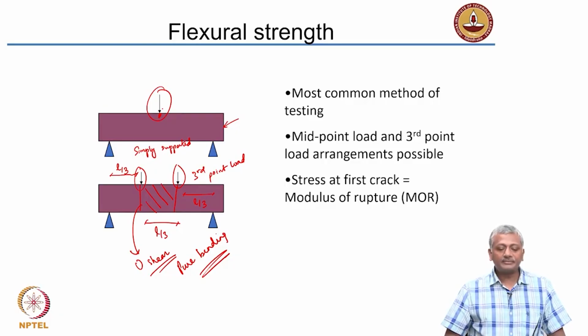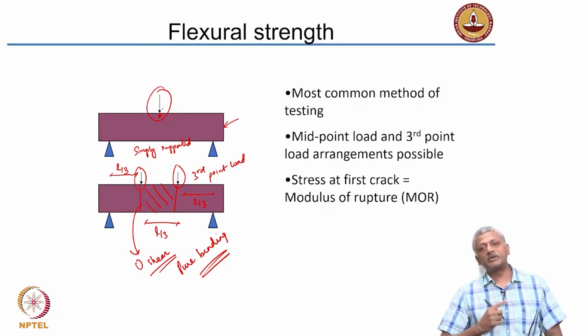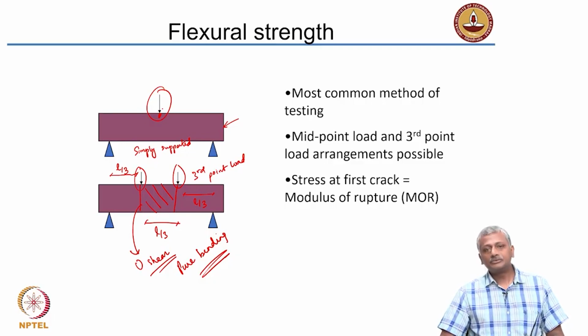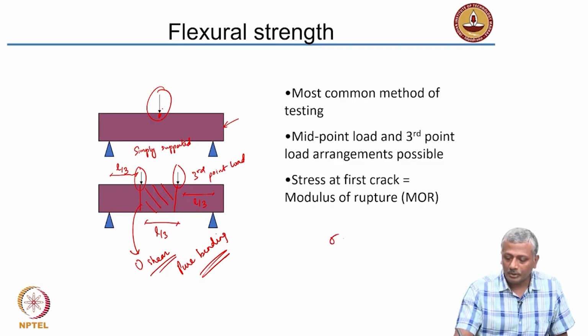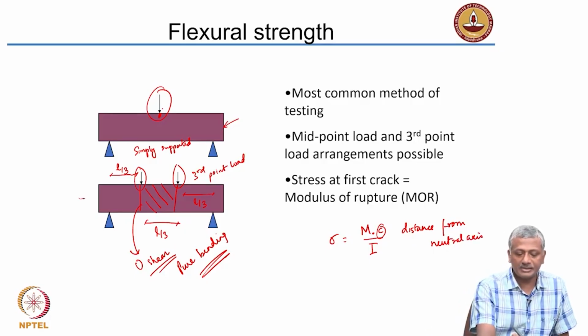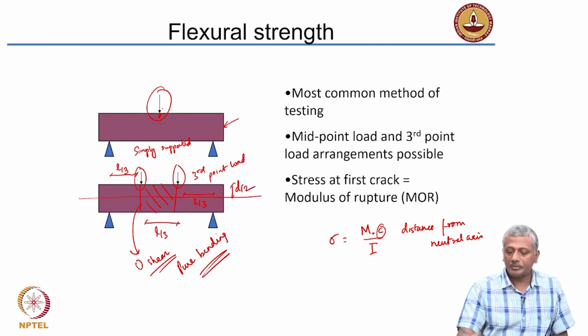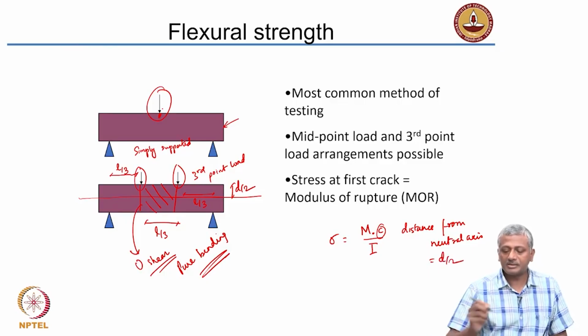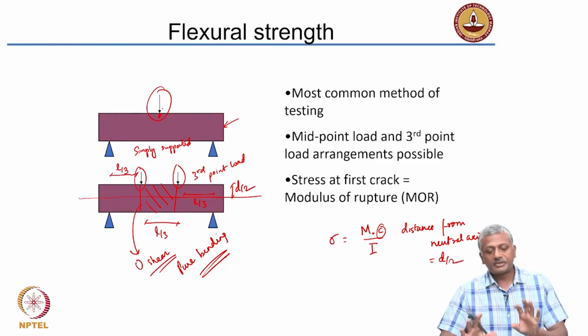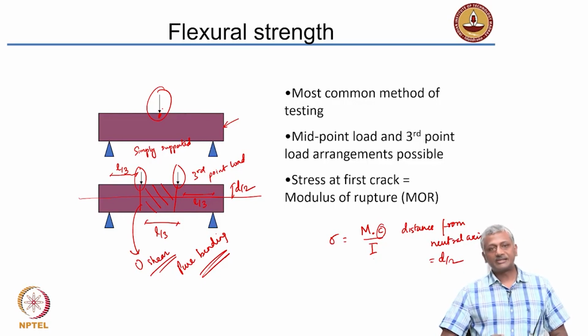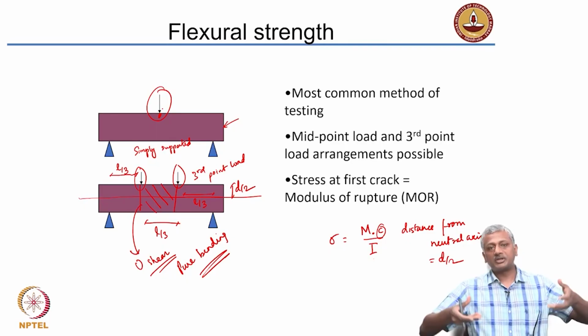Okay. So, here what we do is, as soon as the first crack appears, we measure the load and the stress is then calculated from the load as the moment multiplied by C divided by I, where C is distance from neutral axis. Neutral axis in this case is right in the center. Okay. So, C is nothing but d by 2 and I is the moment of inertia. Okay. Right. So, this is a simple arrangement for determination of tensile strength indirectly again, because we are measuring the strength in bending.